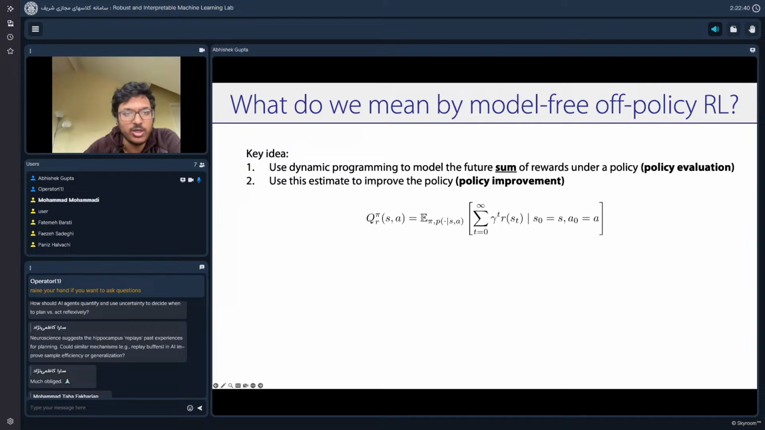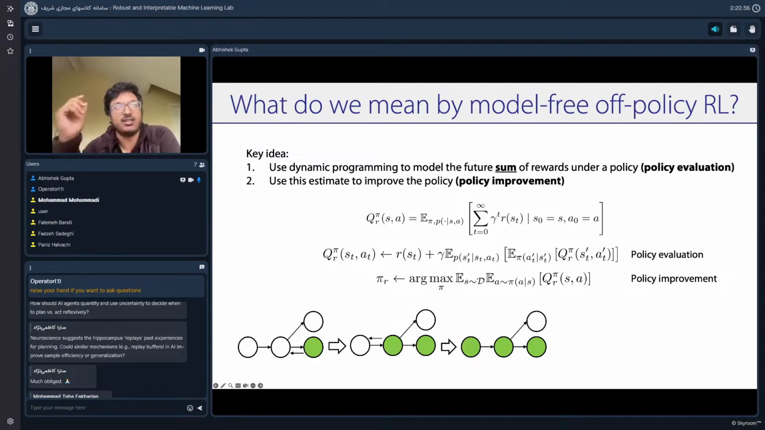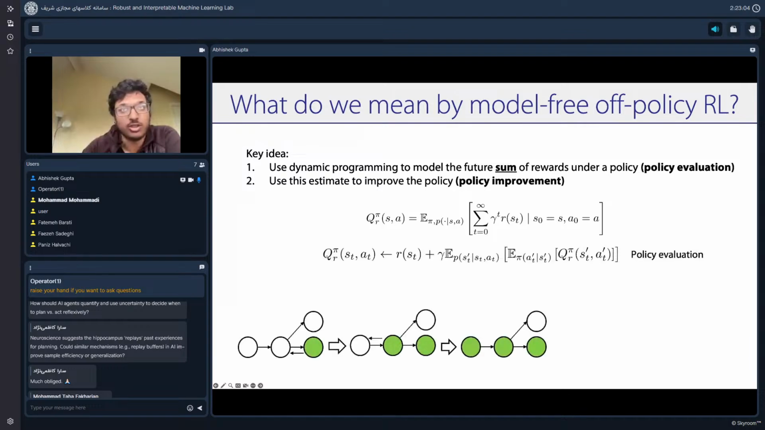So policy evaluation is the process of minimizing the Bellman error, if you remember this from your lectures, right? And the policy improvement process is saying, let's try to find a policy that maximizes the Q function. So you have a Q function, which is defined here as the expected sum of rewards in the future, starting at some state S, taking an action A, right? You get this Q function through policy evaluation, minimizing the Bellman error.